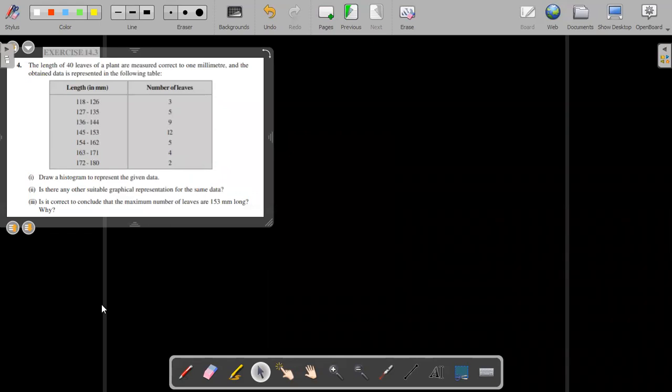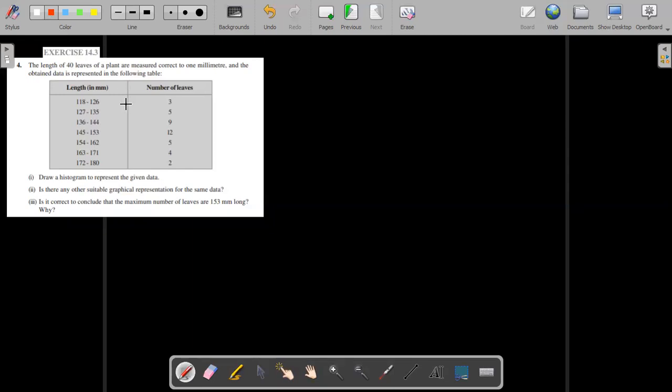But here you can see that the data is not continuous. 118 to 126, then 127. So there is a gap between 126 and 127. So we have to remove that gap. What do we have to check first? First we have to check how much the gap is.